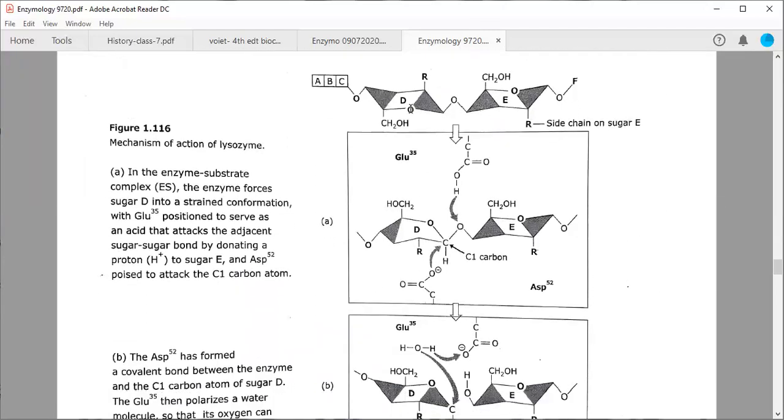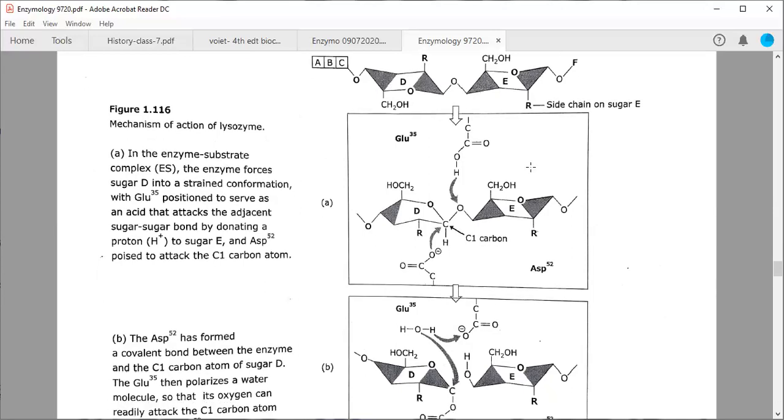First of all, this is your peptidoglycan cell wall of the bacteria, in which this D species is called NAM, N-acetylmuramic acid, and this is called N-acetylglucosamine. Now this lysozyme is going to break this particular bond, because it will always break between NAM and NAG. NAM will always come first, NAG second.